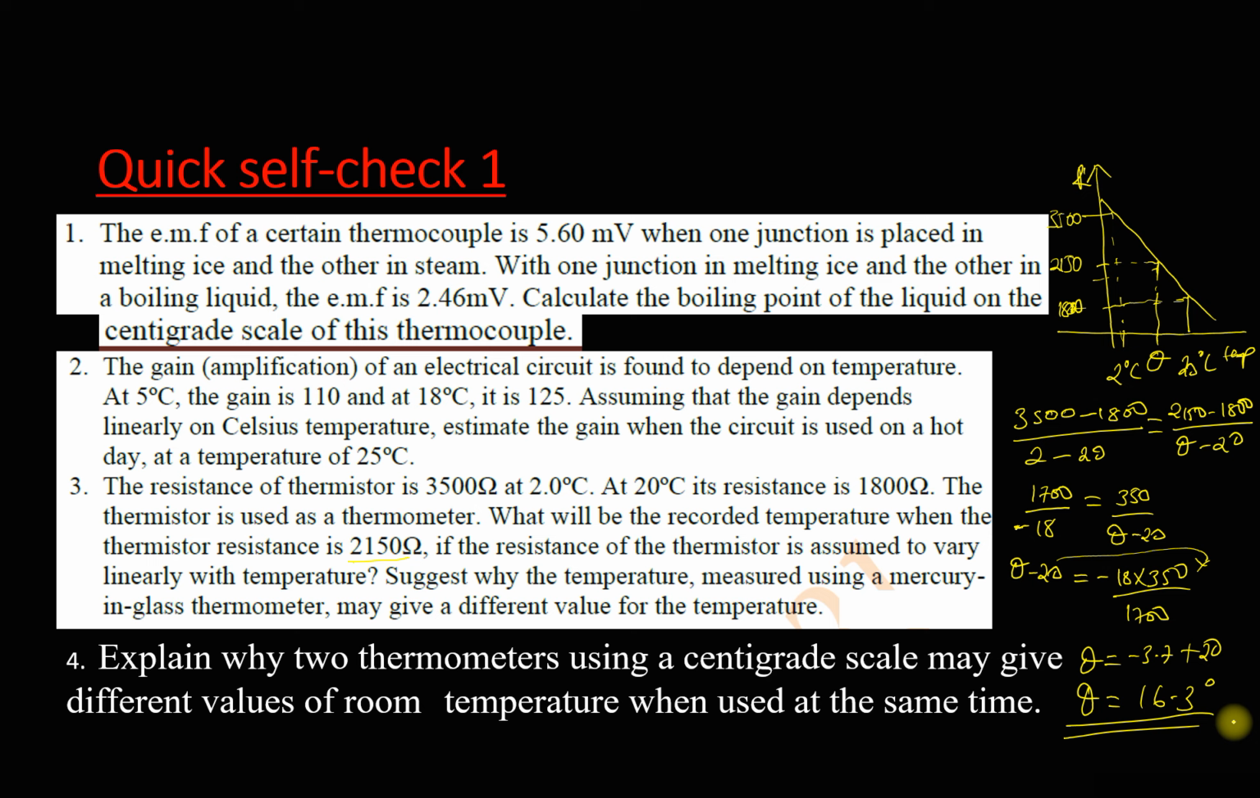Explain why two thermometers using centigrade scale may give different values of room temperature when used at the same time. It is similar to the question I've just answered here. Two thermometers using centigrade scale may give different values of temperature because it depends on the thermometric substance and thermometric properties, yet the thermometric properties may not vary linearly with the temperature as they are always assumed. And different substances, of course, respond differently to temperature. Okay, so that is for the centigrade scale.